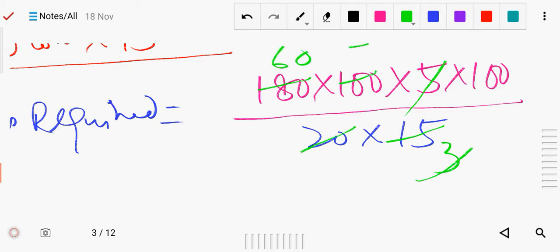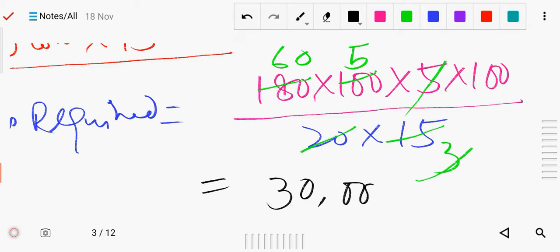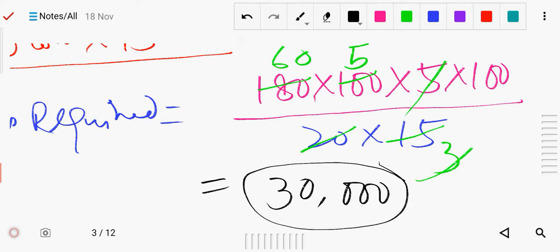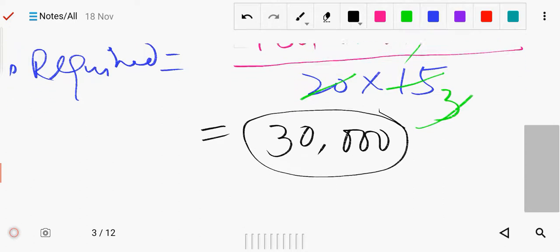This 20, how many times? 5 times. Okay, this 100 you can divide 5 times. Now you can multiply all these values, so whenever you multiply you will get 30,000. So now, how many total bricks are there? 30,000. Now you have to find the cost.